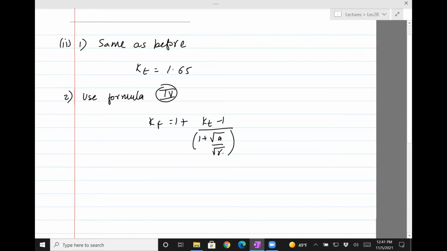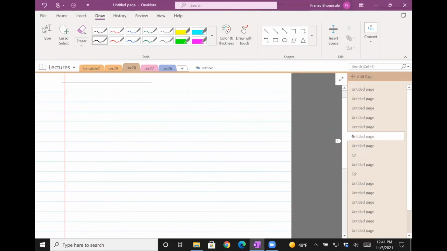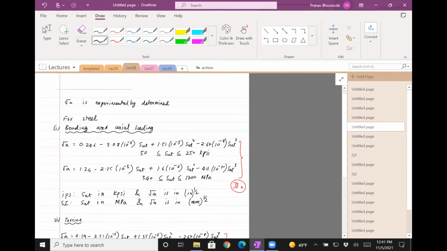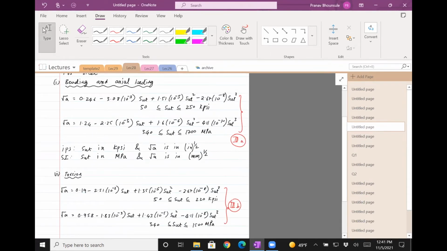Okay, so we need to figure out what square root of A is, because R, we know, is 3 mm, and Kt is 1.65. So let's figure out what square root of A is. For that, we need to go to the right table, the right formula sheet. So this is the formula for A. This is for bending and axial loads, and there's one for torsion. Since this is a bending and axial load problem, we need to use one of these two formulas. However, we are given the ultimate strength in MPa, which means that we need to stick to the SI formula. So we'll use the second one, because it's in SI.